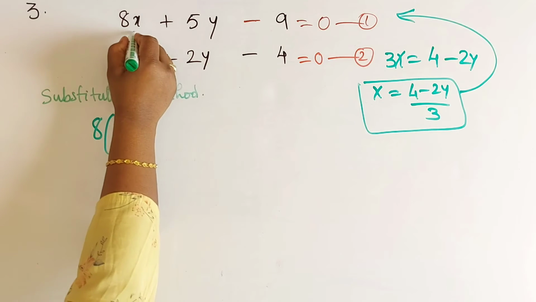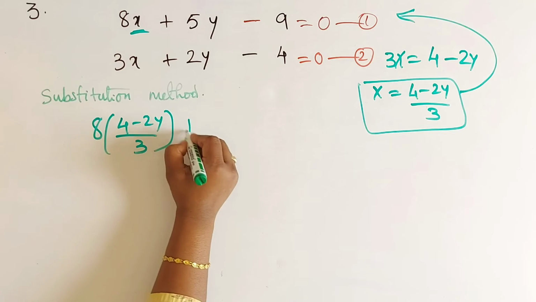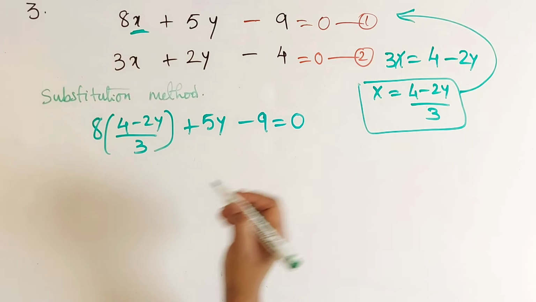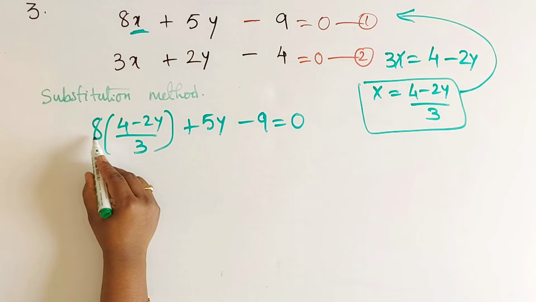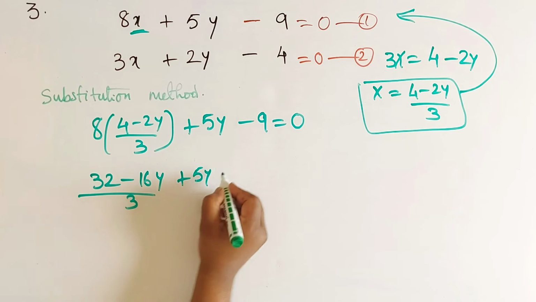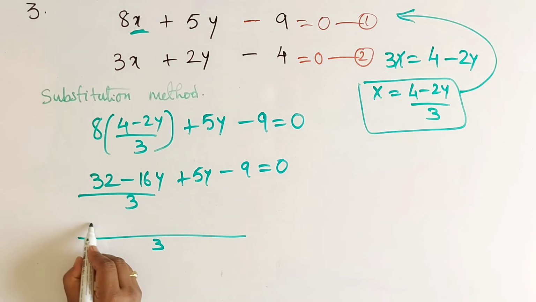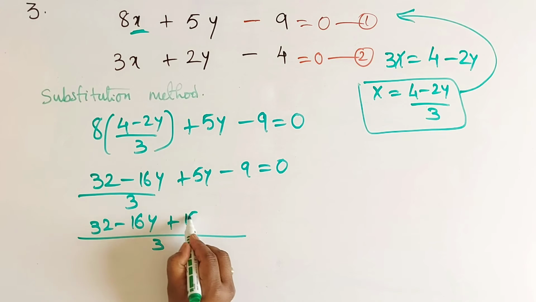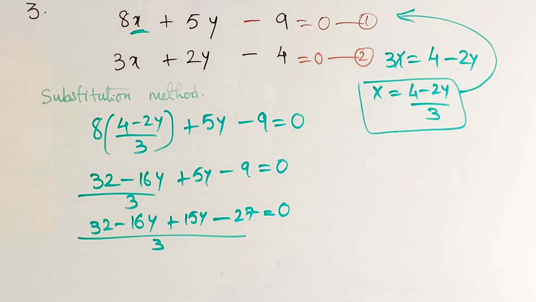8 of the x value, children. x means 4 minus 2y divided by 3. Correct? Plus 5y minus 9 equal to 0. This is the first equation. Correct? Now let's multiply. 8 into 4, 32, minus 8 into 2, 16y, divided by 3, plus 5y minus 9 equal to 0. Let's take the LCM here. 3 is here. Now 32 minus 16y plus 3 5s are 15y minus 3 9s are 27 equal to 0, children.